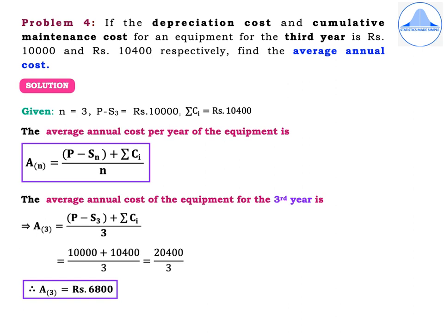So first let us write the general formula. The average annual cost per year of the equipment is AN is equal to P minus Sn plus summation Ci divided by n. Therefore, the average annual cost of the equipment for the third year is A3 is equal to P minus S3 plus summation Ci divided by 3. That will be equal to 10,000 plus 10,400 divided by 3, which is 20,400 by 3, or we get A3 is equal to rupees 6,800.